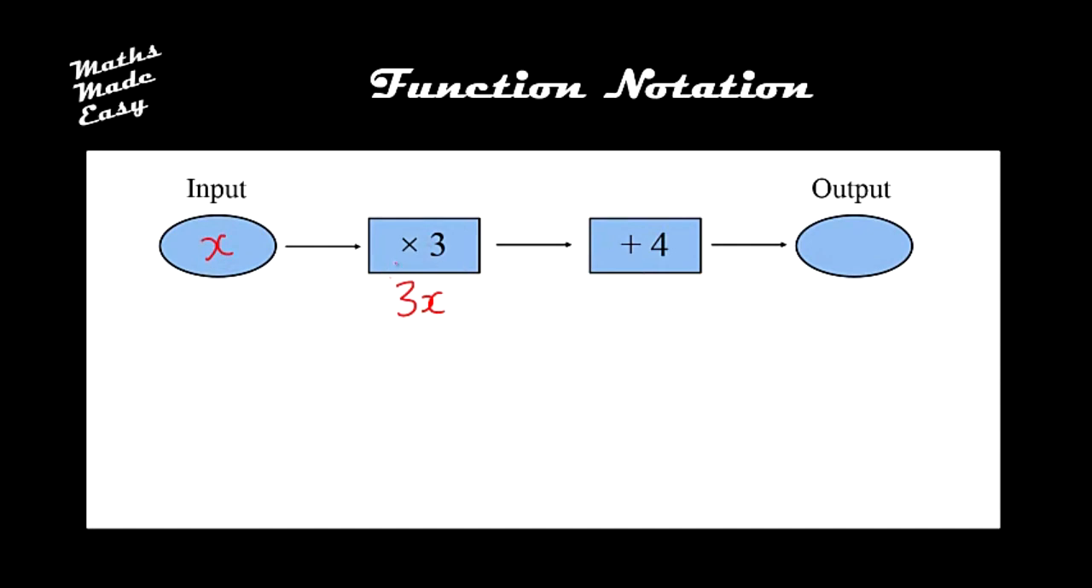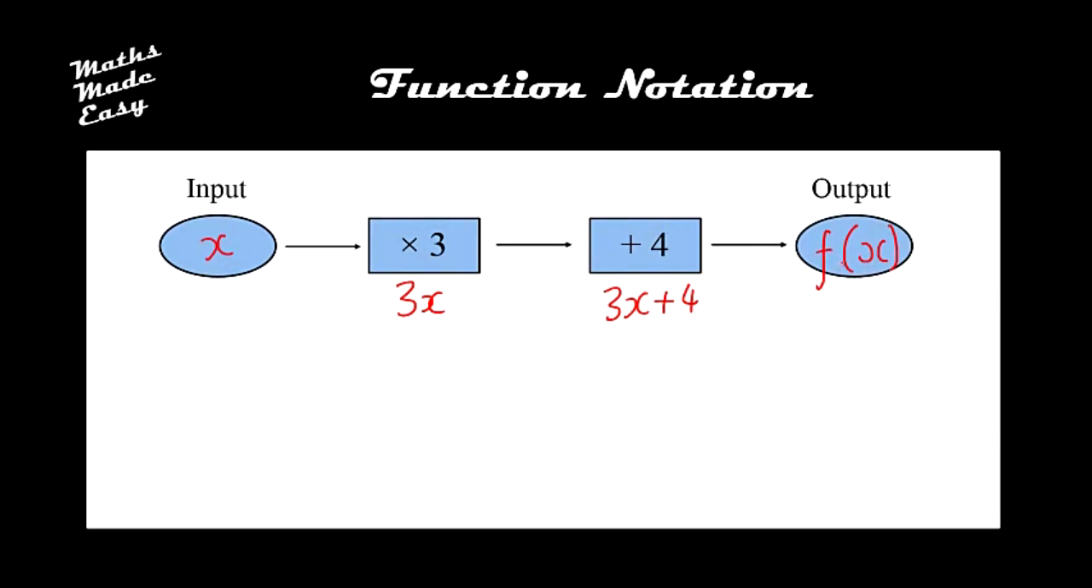Then we take that 3x that we just got from this box and we go to the next step and we add 4 to it. Algebraically, that's 3x plus 4, like so. And then this is where things get a little bit different. The output is f and then x in some brackets like this, and we would pronounce that as f of x. That's how you read this thing here, f of x.